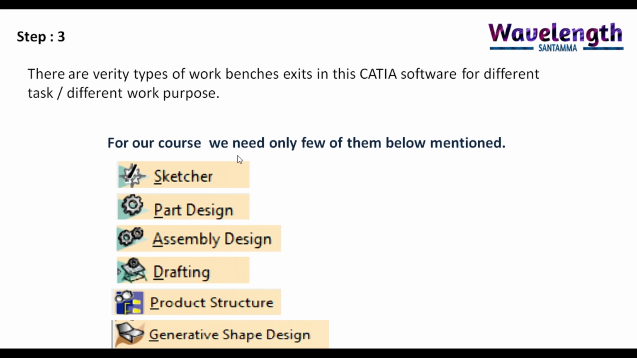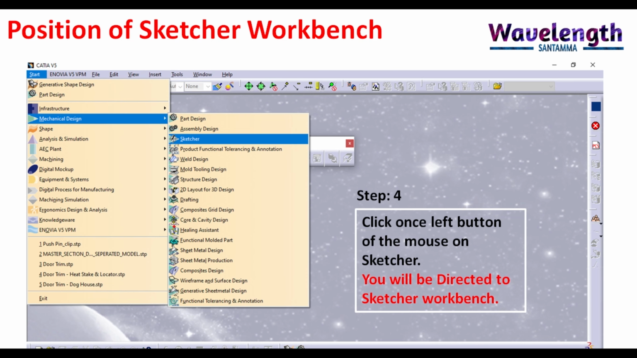For our course, we need only few of them, mentioned below. First one is Catia workbench, second one is part design, third one is assembly design, fourth one is drafting, fifth one is product structure, and sixth one is generative shape design. I will show you the different workbench positions.